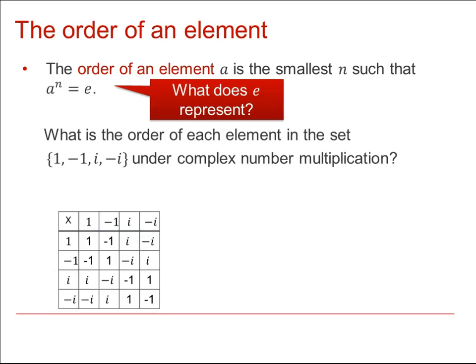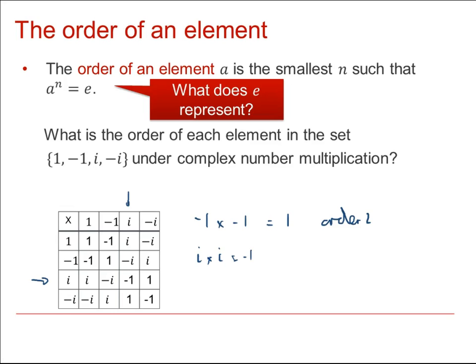Well, let's look at this Cayley table then for multiplication using complex numbers and decide on the order of each of the elements. So looking first of all at -1, we can see that -1 combined with -1 is 1. And therefore we can say that that is order 2. I combined with I, we can see on the table that we've got I and I, that's -1. So I combined with I is -1.